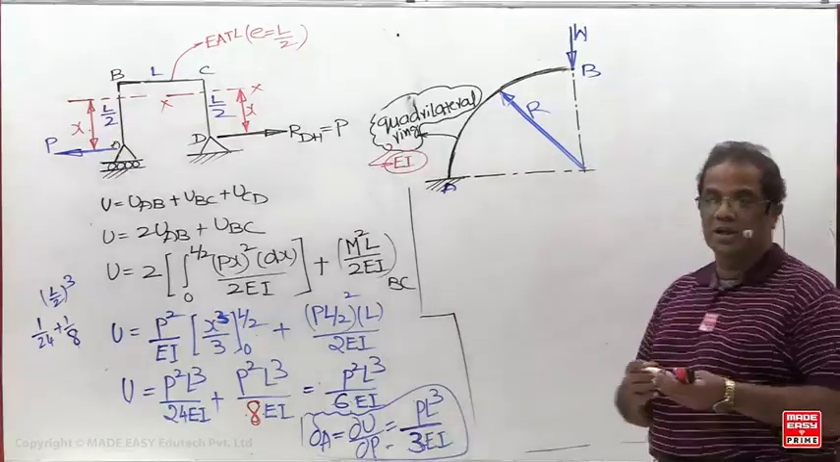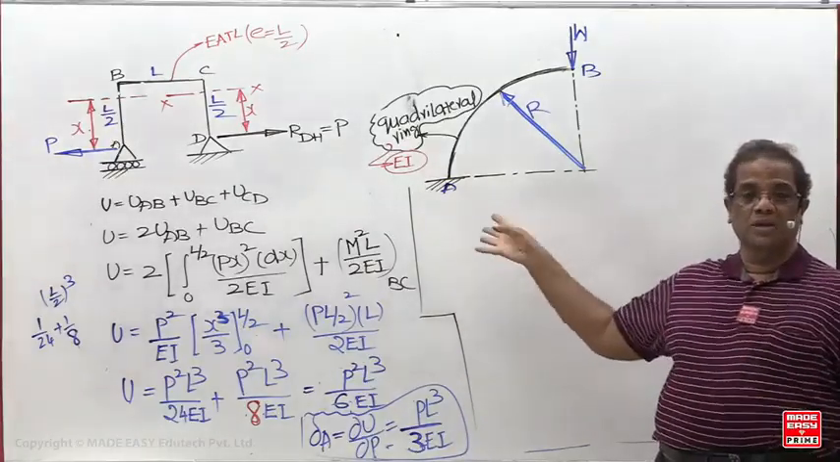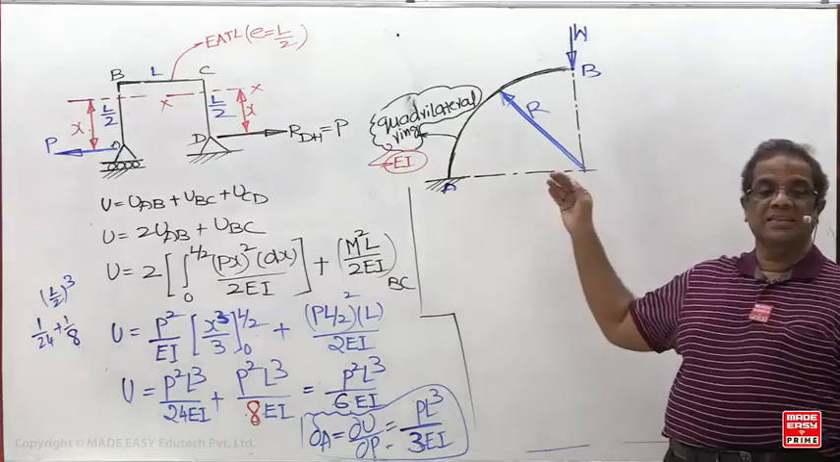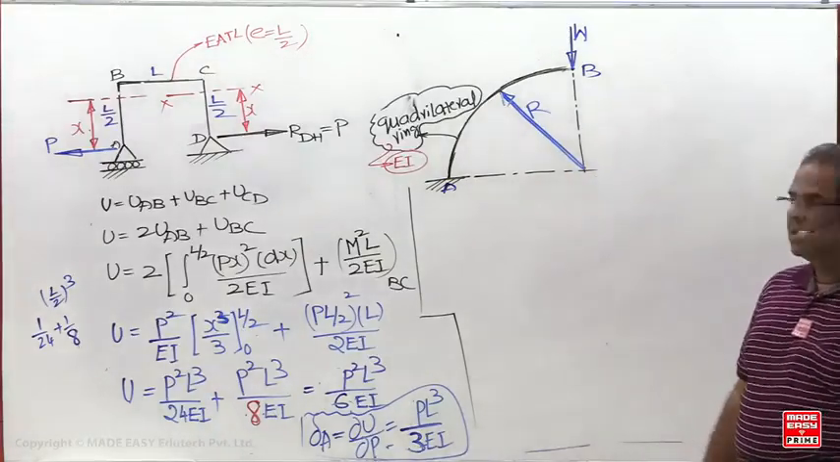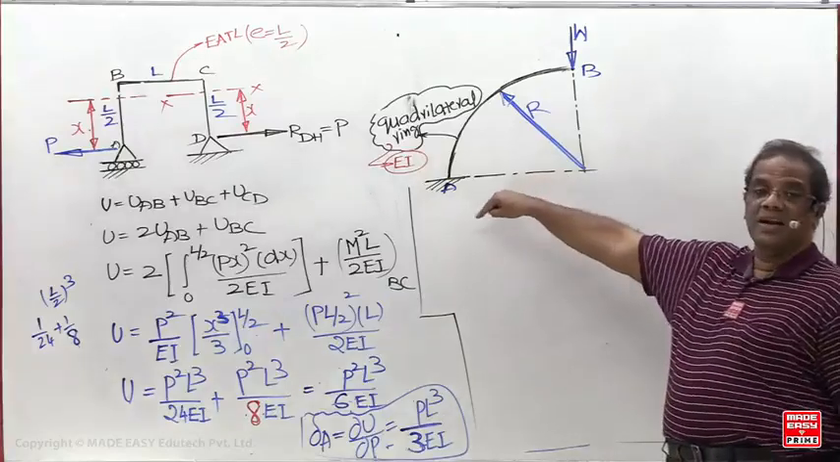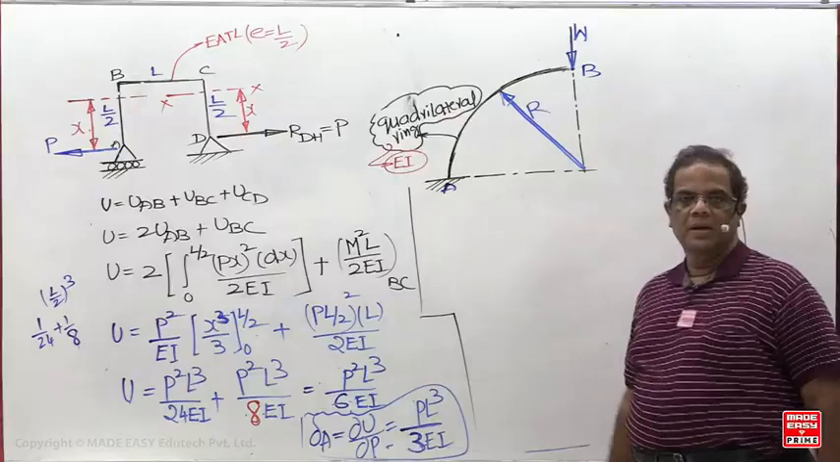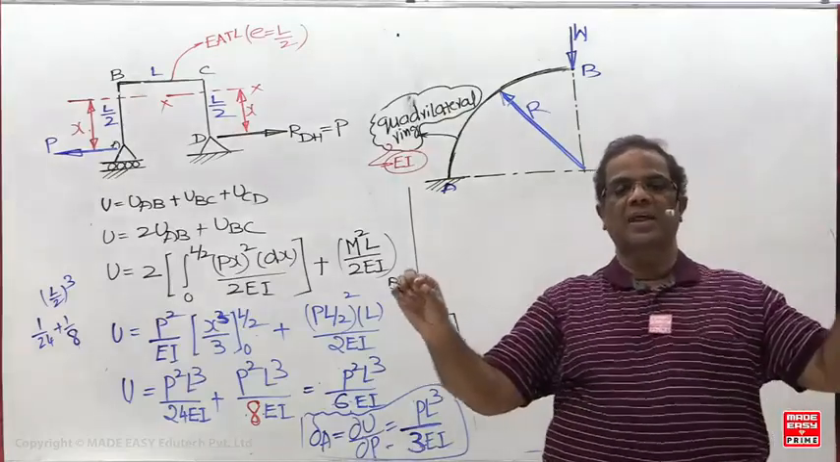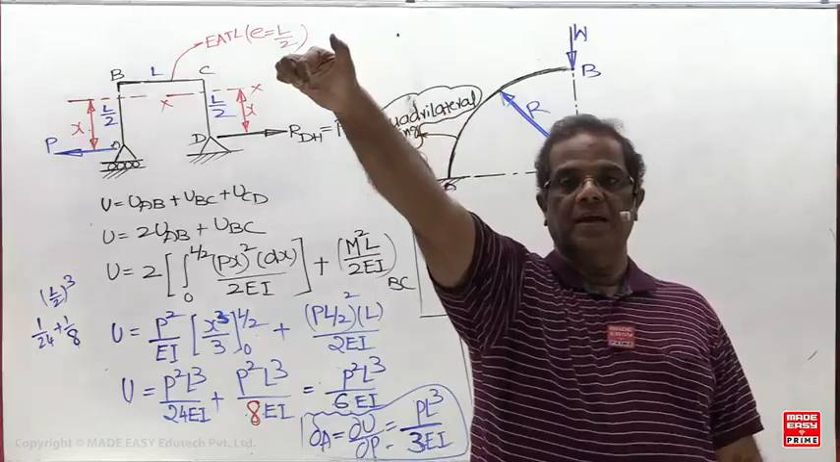So this is one last question. It is also given in the workbook. Almost all the Castigliano theorem questions of the workbook I am doing in the class itself now. A quadrilateral ring is given. A tube is considered. Tube is hollow. A tube is going to be bent in the form of a quadrilateral ring.